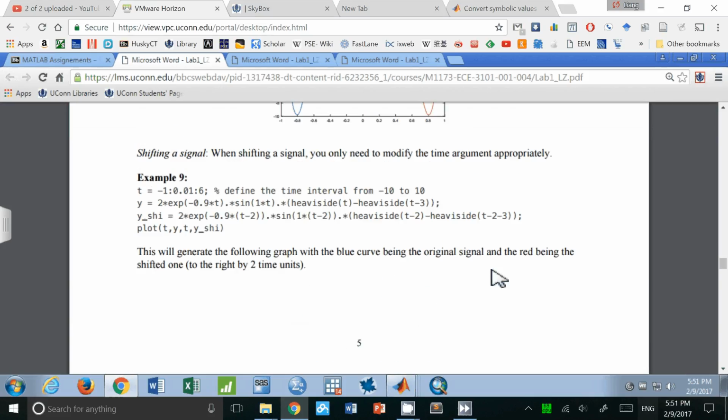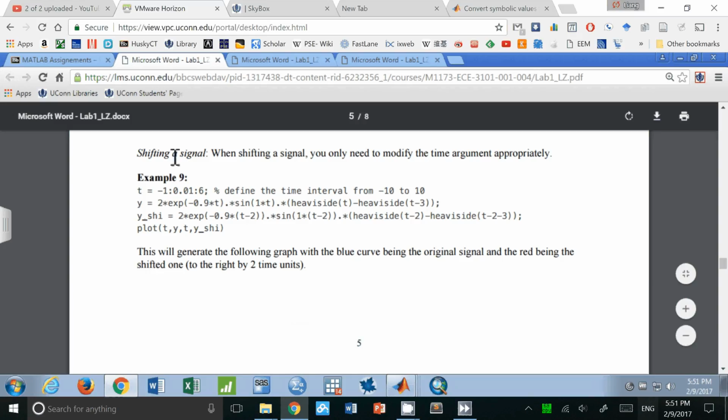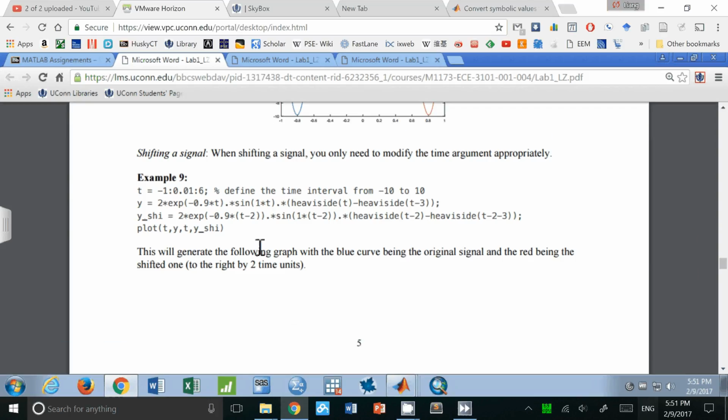Example number 9, similarly, but we'll be shifting a signal, so we'll be moving it left and right. What I'm doing here is shifting the signal to the right by 2 time units. Okay, to the right by 2 time units. Okay. Now again, when you copy this part of the code to MATLAB, remember to add a double in front of this Heaviside function because we have to do the conversion.